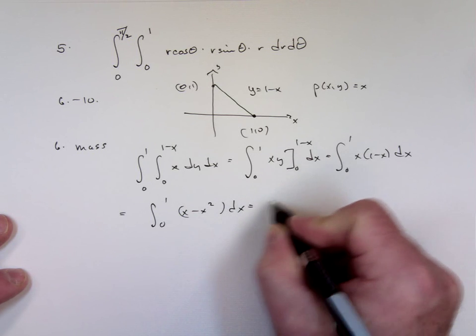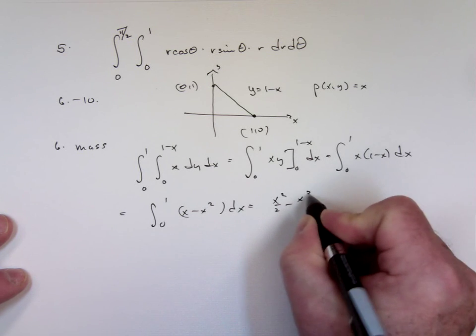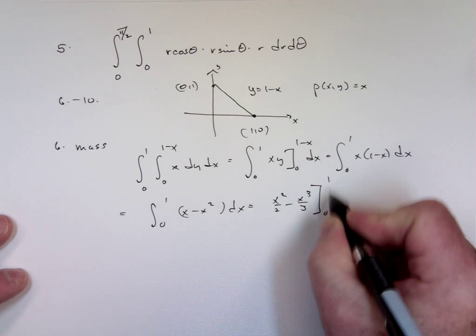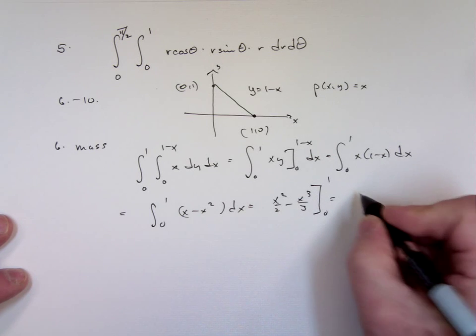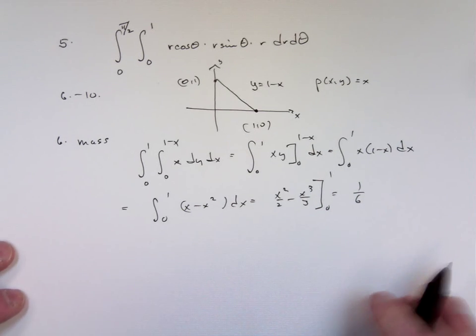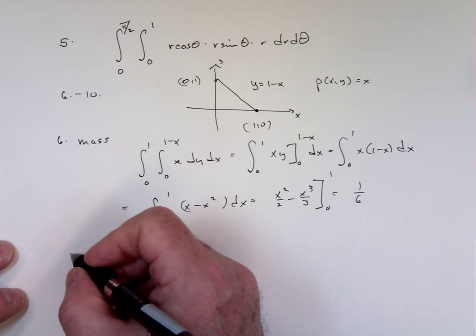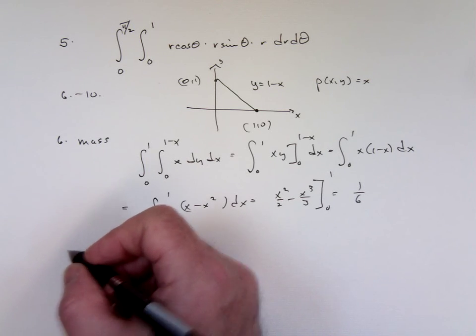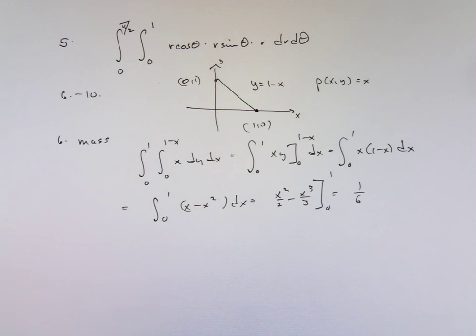And then integrate it. Get 1/2 minus 1/3, which is 1/6. Okay? So the mass is 1/6. Whoa. Brandon, wait, is that what it is here? I hope. Yeah, okay. Brandon got it wrong.